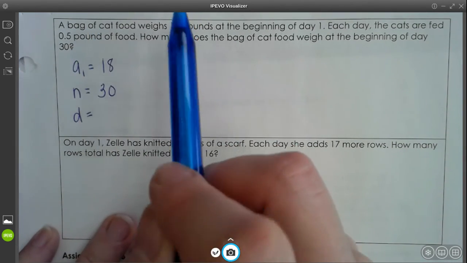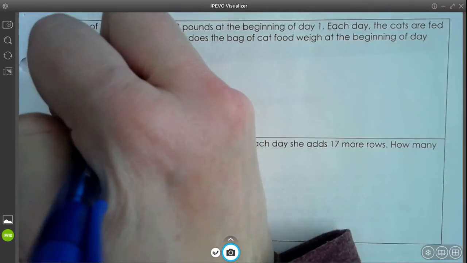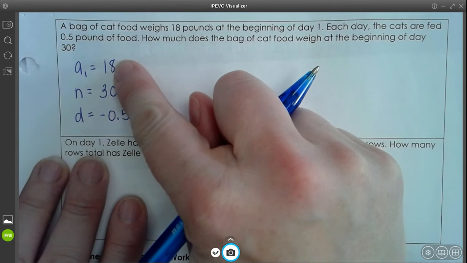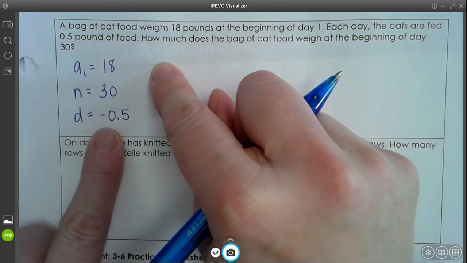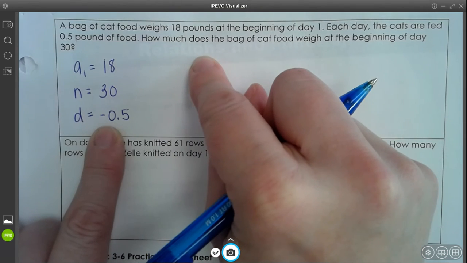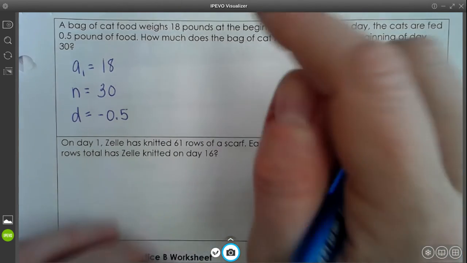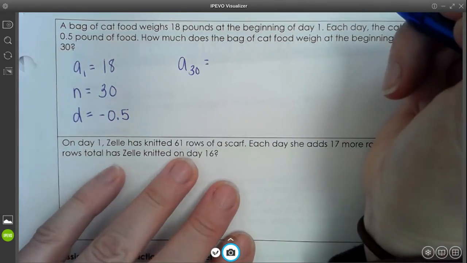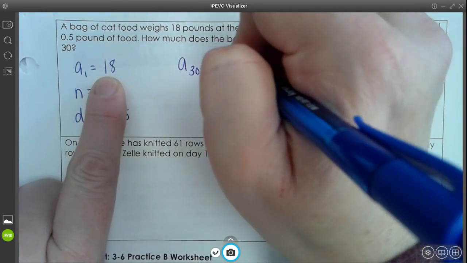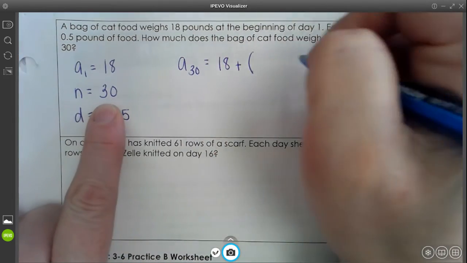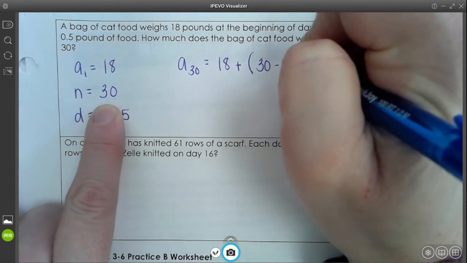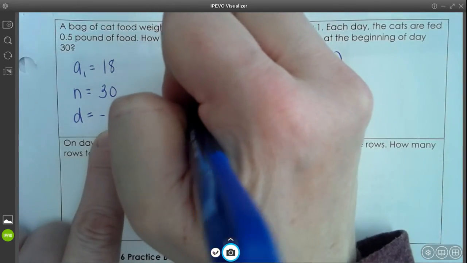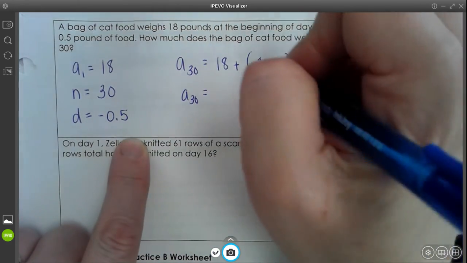Because every day, if we start with 18, the next is going to be 17 and a half, because we'd subtract a half pound of food. The next day it would be 17 because we'd subtract another half. So now if I use the formula, we're looking for the 30th term. We start with the first term, which is 18, plus, in parentheses, n minus 1, so 30 minus 1, and then we multiply by the common difference at the end. If you put this in on Desmos or another calculator, you end up with 3.5 pounds. So after 30 days, we're down to 3.5 pounds of cat food.